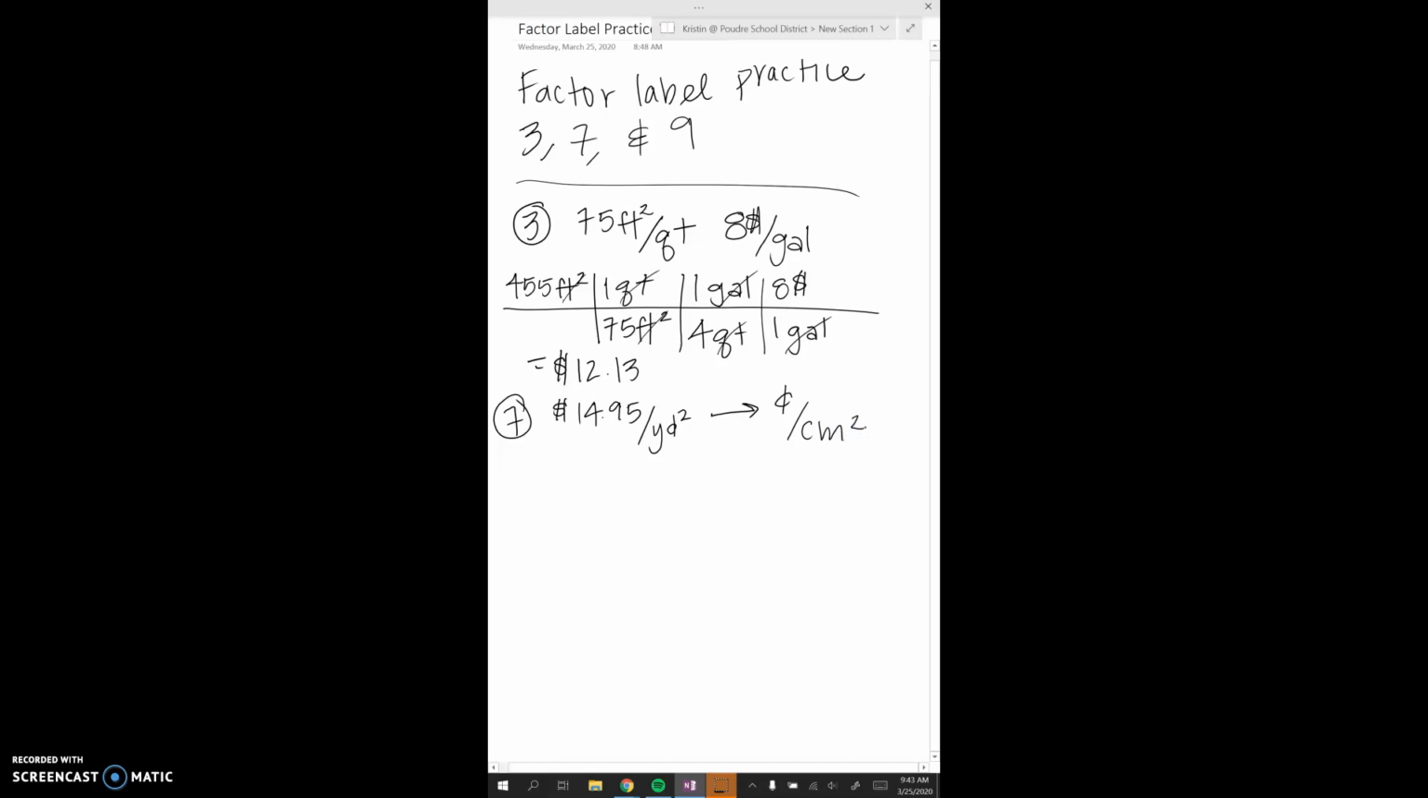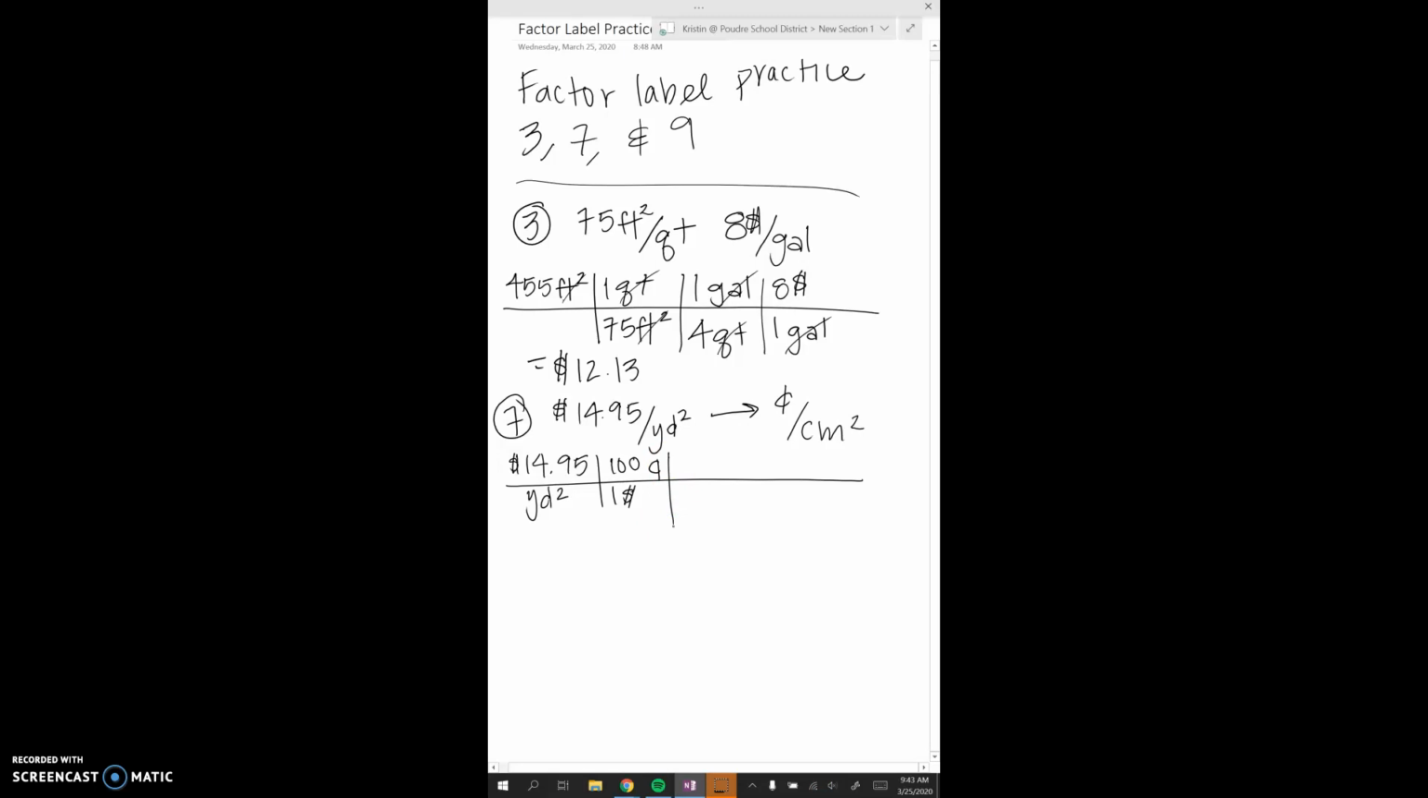Okay, so I always like to start with whatever is the simplest first in a problem like this. So to start it off, it's asking me to change the $14.95 dollars per yard squared. So that's my starting point. Changing the dollars to cents is going to be the easiest. So $1, 100 cents. And so that part is done. Now I just need to go yards to centimeters.